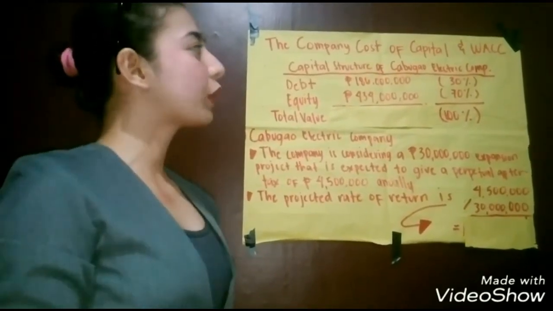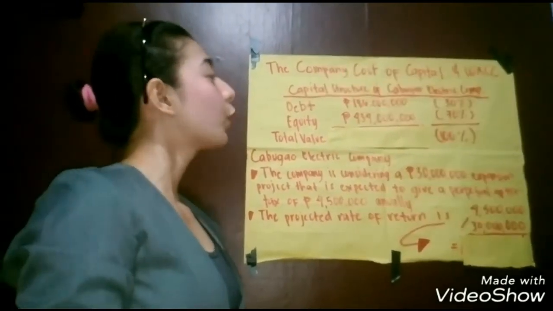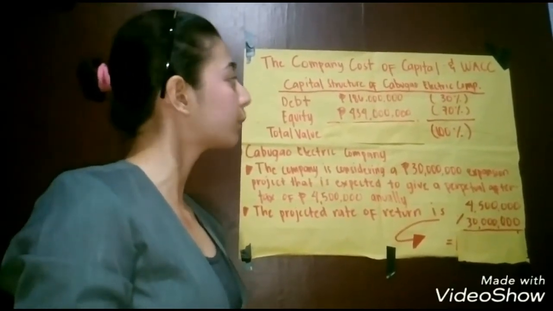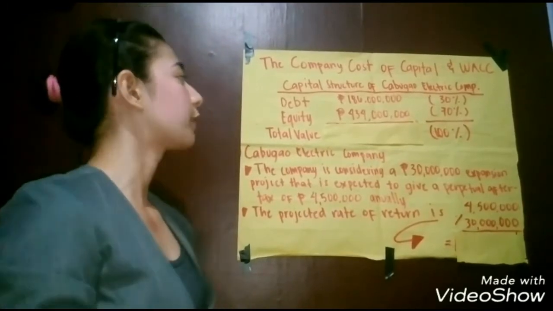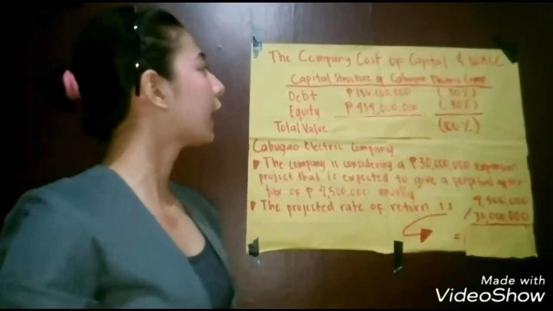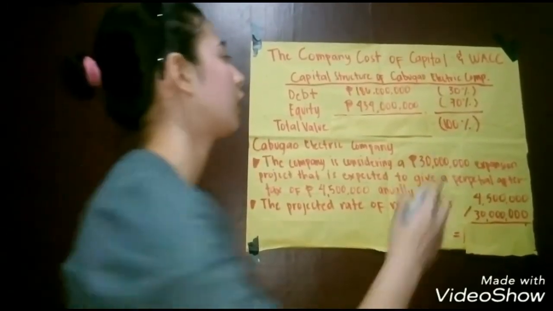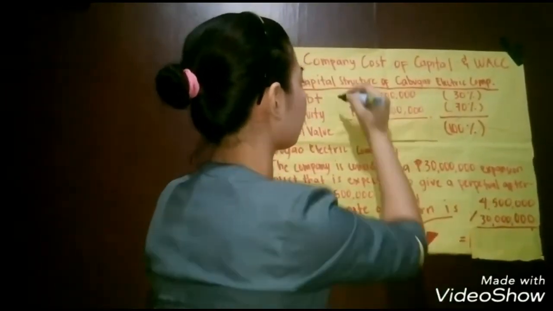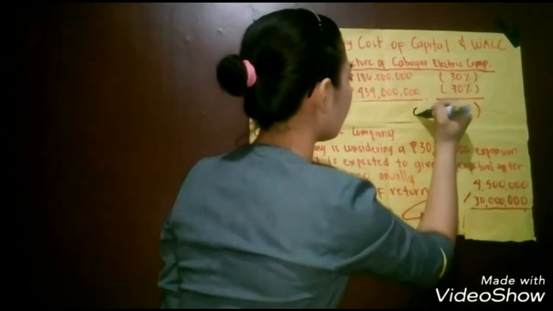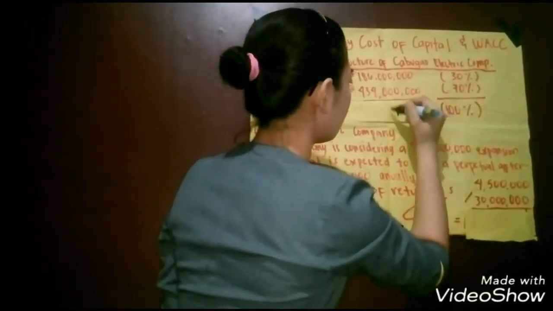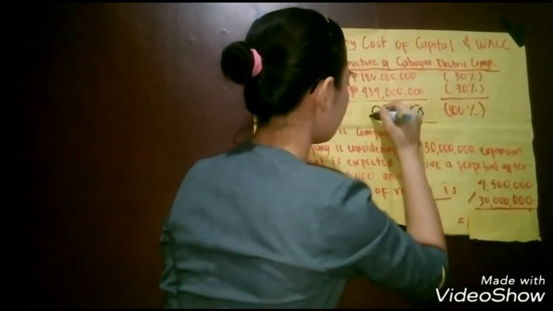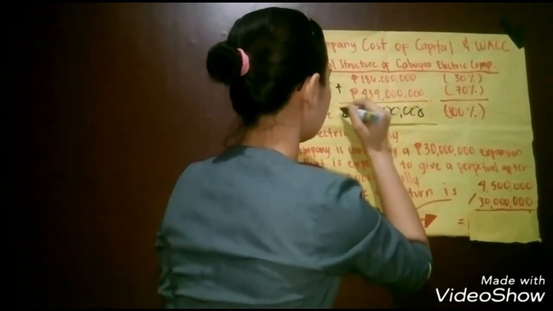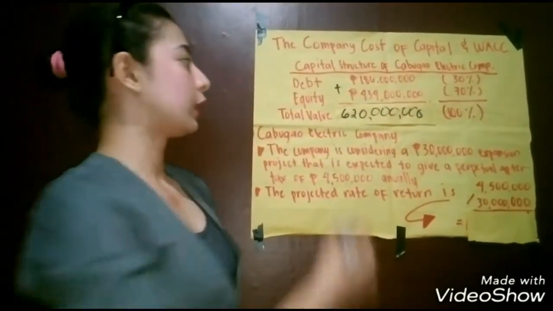I will report the company cost of capital and WACC. Capital structure of Cabugao Electric Company. Debt, 186 million, 30%. Equity, 434 million, 70%. So para makuha yung total value, add lang yung debt sa equity. 186 million plus 434 million is equal to 620 million.